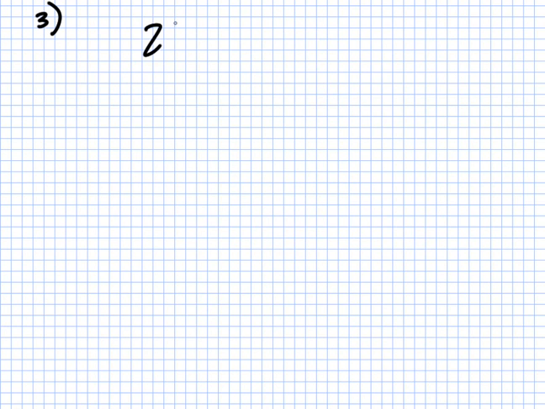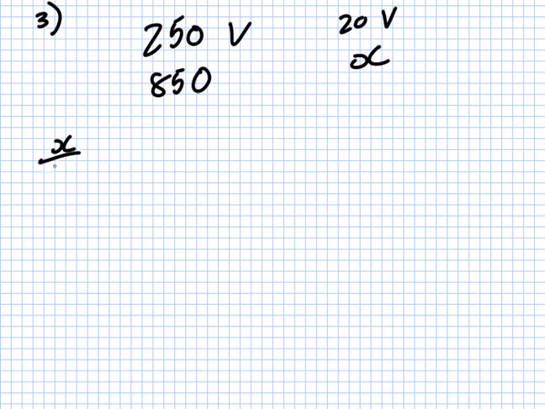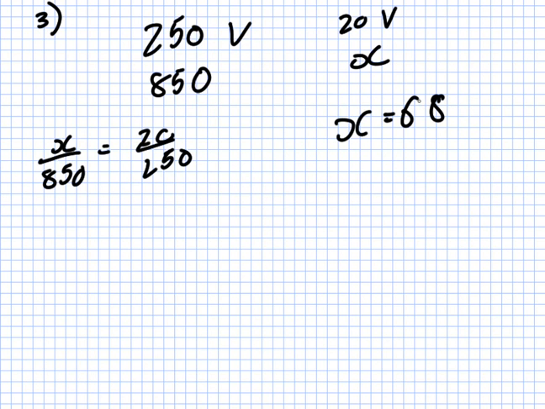Okay, number 3 now. The voltage in is 250. The voltage out is 20. The primary has 850 turns. What's the secondary? So we have X over 850 equals 20 over 250. 68. It's correct. And the thing is also the way around. Oh, okay. Both are swapped.